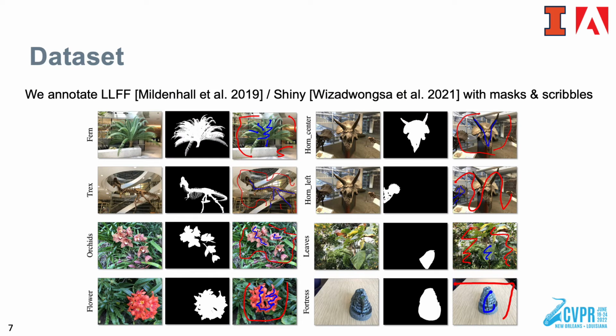For evaluation, we annotate the LLFF and Shiny datasets with ground truth masks and human scribbles. The labels are of very high quality, which we obtained using a professional service, and are available for public use on the project website.